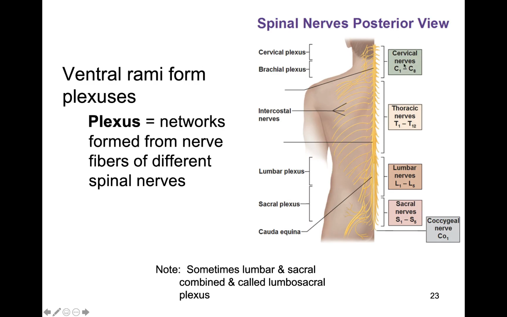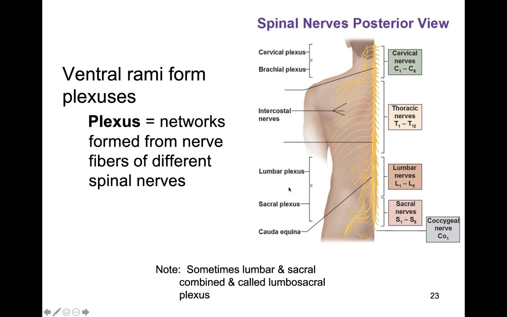So as we talked about, you have 8 cervical nerves, 12 thoracic, 5 lumbar, 5 sacral, and 1 coccygeal. And then you have different plexuses. So there are a few that you have to know. A plexus is a network formed from nerve fibers of different spinal cord levels. So it's a group of nerve fibers. You have the cervical plexus, brachial plexus, lumbar plexus, and then the sacral plexus.